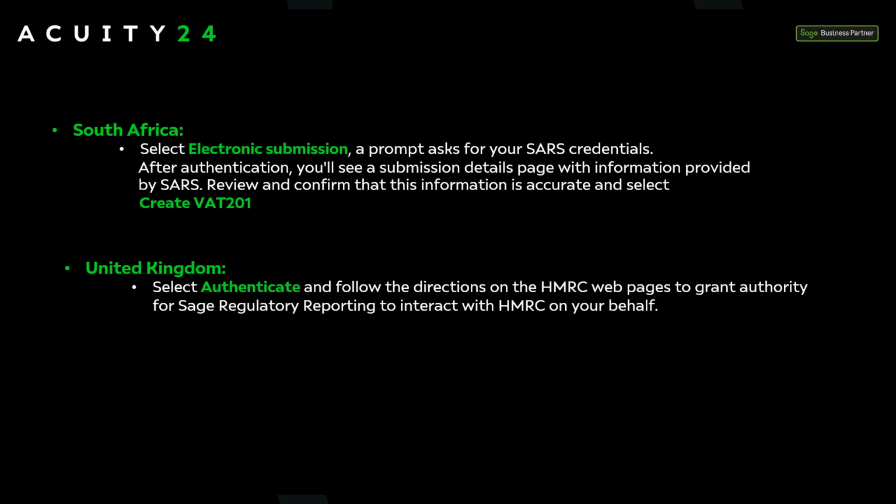Once you click on the create tax return option, depending on whether you're submitting South African VAT or UK VAT, for South African VAT, you'll have the option to select electronic submission. A prompt will then ask for your Sage credentials, which will then let you review and confirm all transactions within that submission. For the UK VAT, you will be prompted to authenticate your HMRC credentials, which will then allow you to view all transactions included in that submission.